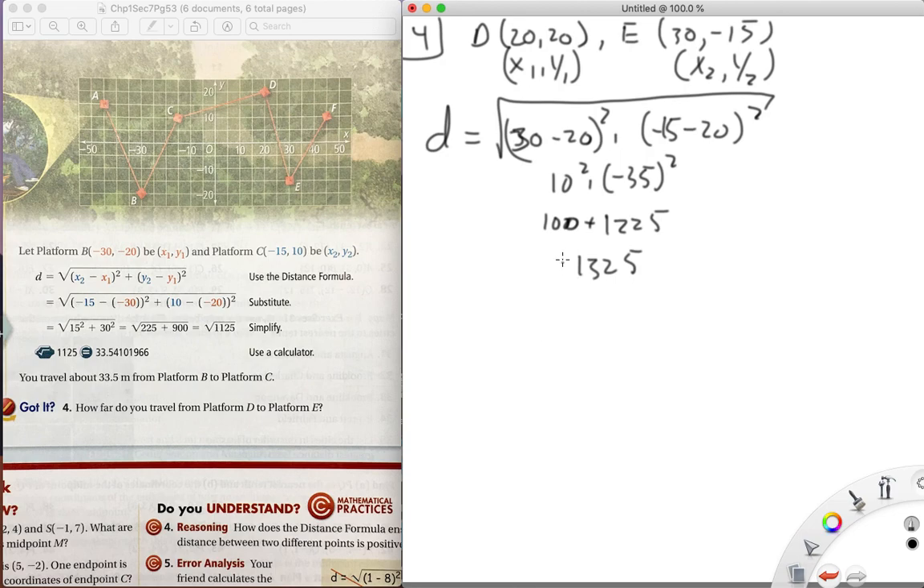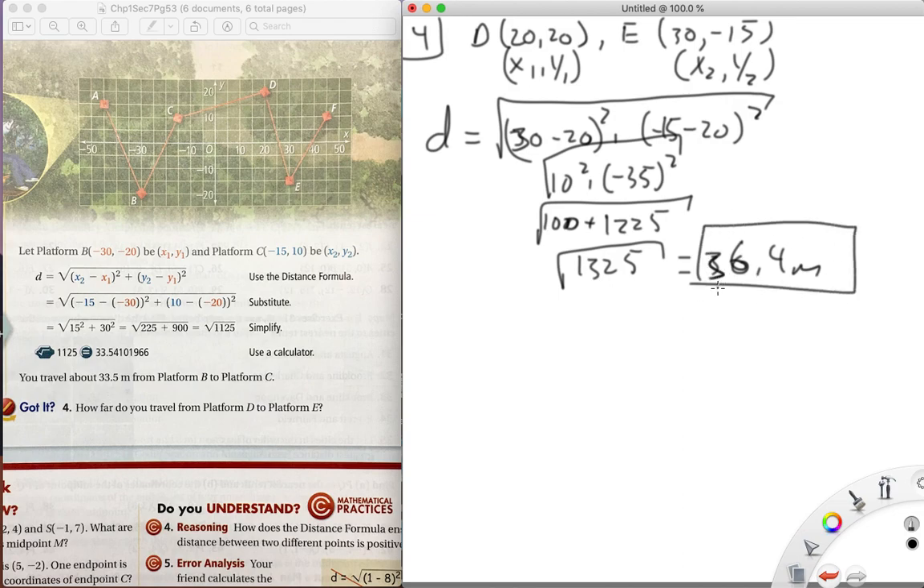They want this rounded to the nearest whatever. I'm going to assume it's going to be to the nearest tenth. Square root the answer, and I get approximately 36.4 meters.